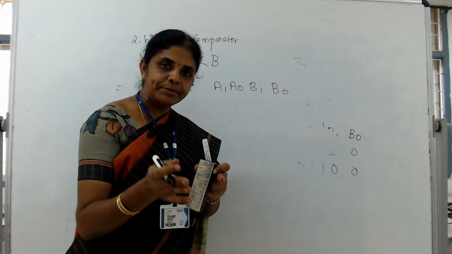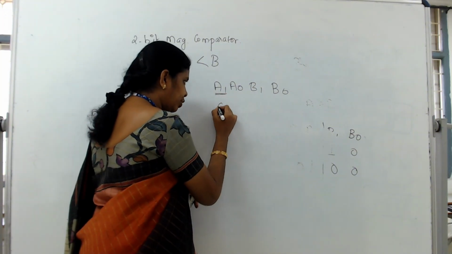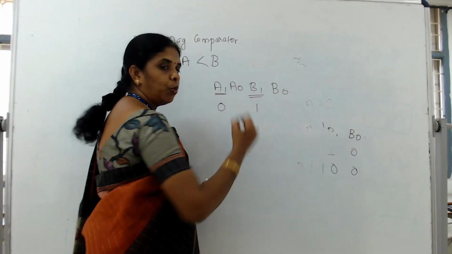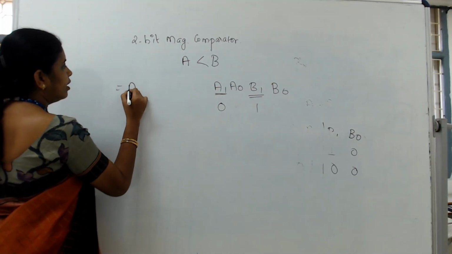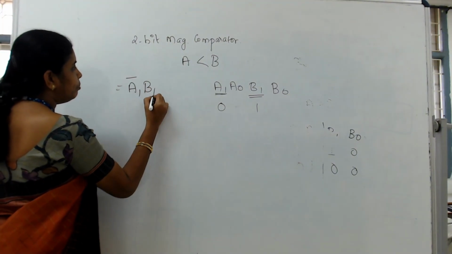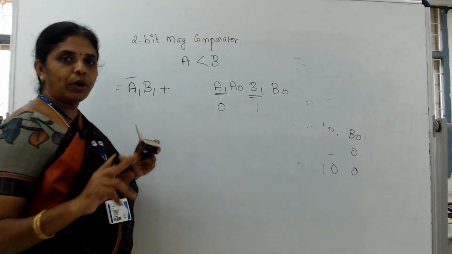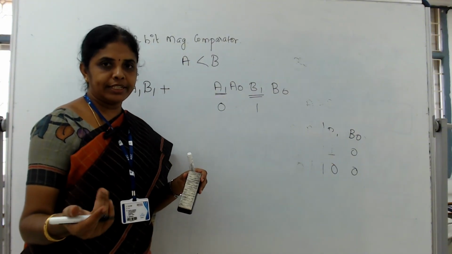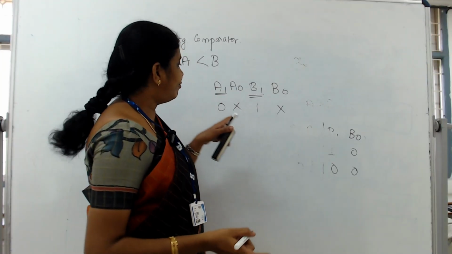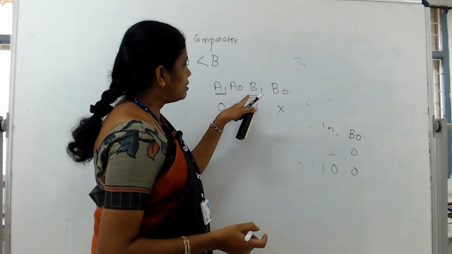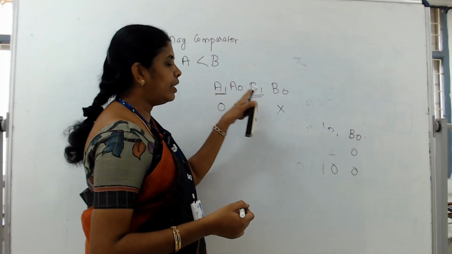Scan from the MSB bits of A as well as B. So if the MSB bit of A is 0 and the MSB bit of B is 1, we can directly write the equation as A1 bar into B1. Now the second possible use case. Whatever may be the value of A0 and B0, if the MSB bit of A is 0 and the MSB bit of B is 1, we can directly write the equation as A1 bar into B1.